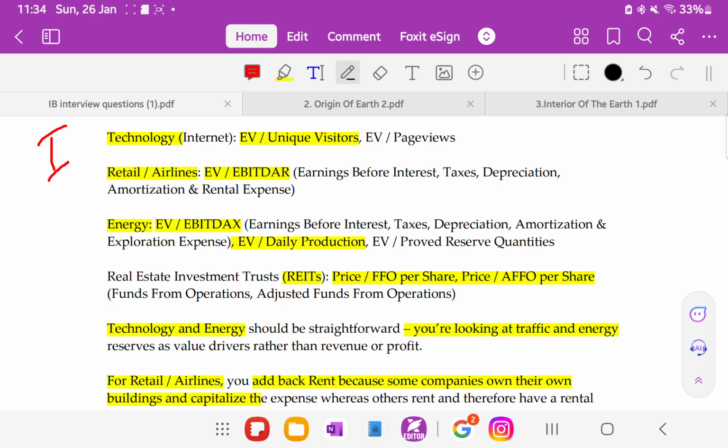Then we have the real estate investment trust. It's price by FFO per share or price by AFFO per share. So we can say that the funds from operations or adjusted funds from operations are there.